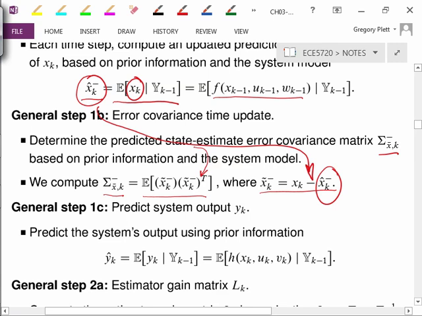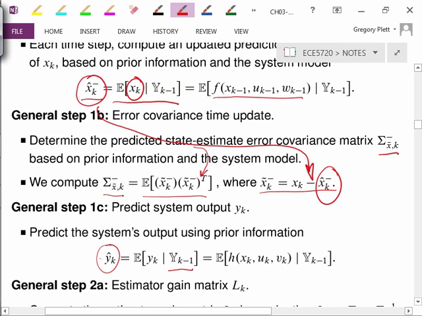General step 1c says I need to predict the system's output. And this uses prior information. So y hat equals the expected value of y given previous measurements. And I suppose I could put a minus sign on there to remind us this is a prediction, but there should be really no ambiguity, because if I already had made the measurement at time k, then y hat plus is simply whatever I measured because I already know it. I don't have to predict it. So the y hat has to be a prediction.